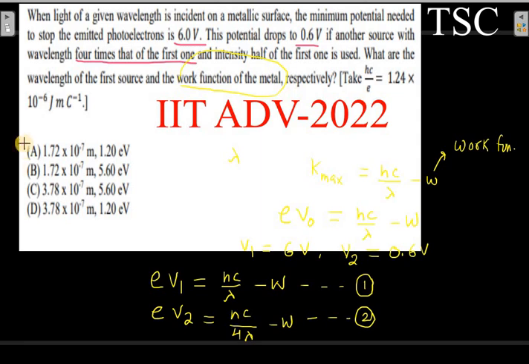Hence the answer of this question will be option 1. Here the wavelength of the light used is 1.72 into 10 raised to power minus 7 meter, and the work function will be equal to 1.2 electron volt.